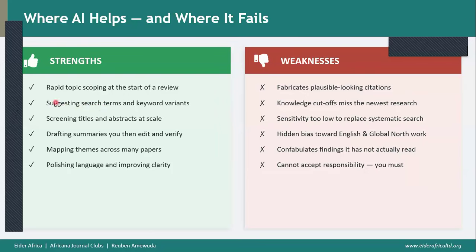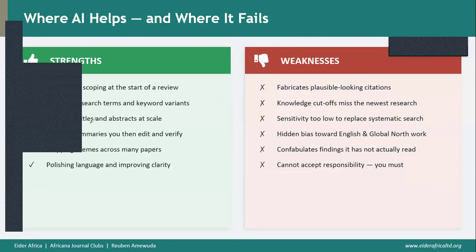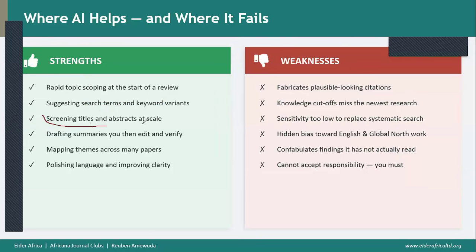But my interest is not in this. My interest is also in this again. Let me mark it. This one. So, screening titles and abstracts at scale. So now let's say you are doing a literature review, a systematic literature review. AI can help you read through the titles of the papers that you got.